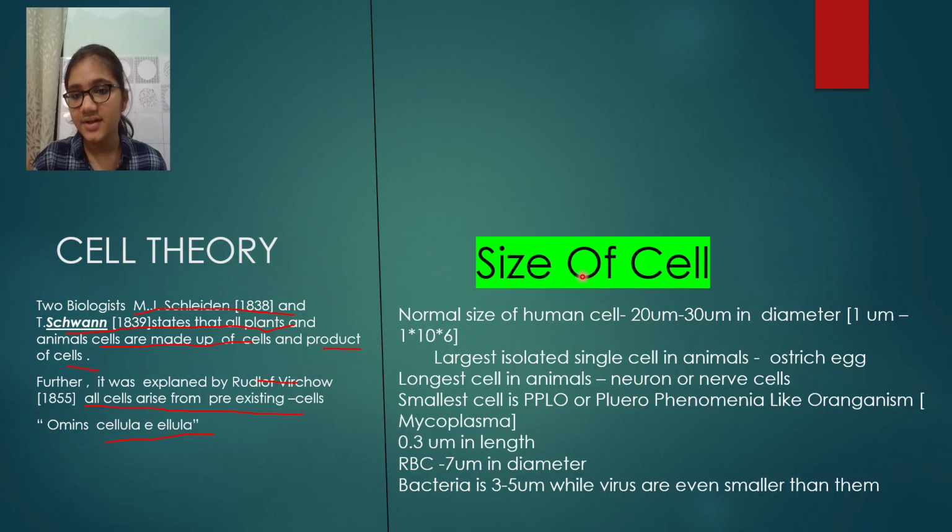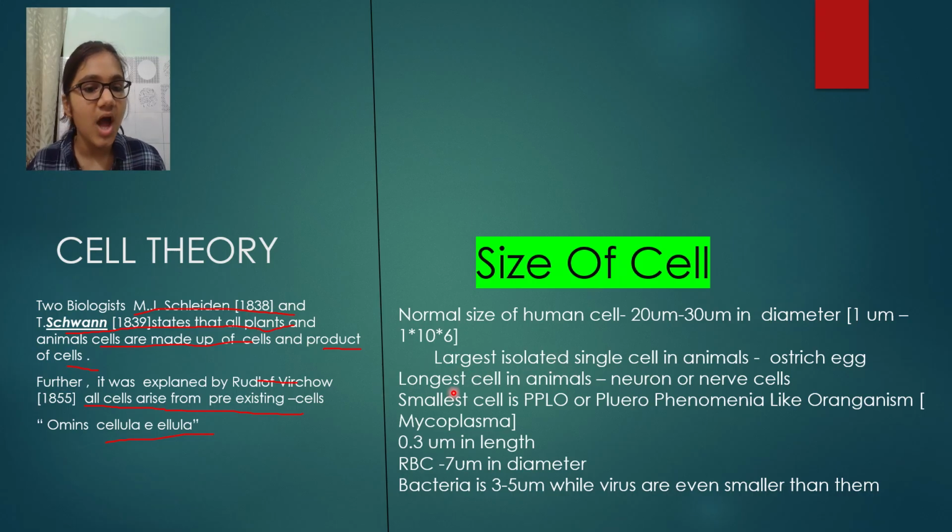Largest isolated single cell in animals. Which is the largest isolated single cell in animals? That is the ostrich egg. Then the longest cell in animals is the neuron or the nerve cell. The smallest cell is the PPLO. PPLO means pleuropneumonia-like organism, or you can say mycoplasma. Its length is 0.3 micrometer.